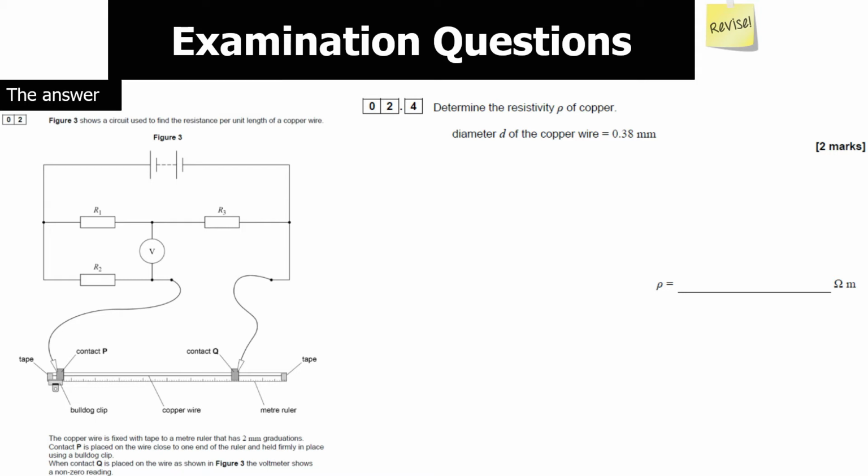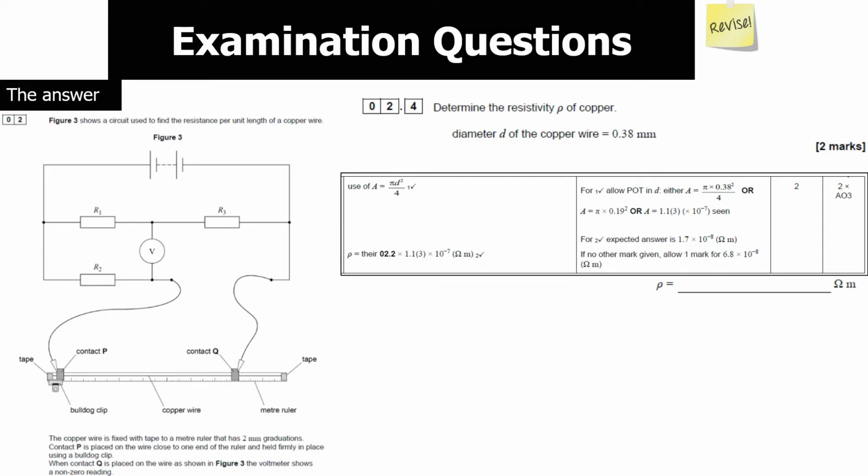Now you should see from the equation sheet that resistivity is RA over L, or resistance per length, which is important because we just worked out previously the resistance per length, times the area. So what we do is we've got the diameter of the copper wire. What we know is that area is going to be equal to pi r squared because it's going to be the cross-sectional area, which is a circle because it's a wire. So we then halve the diameter to be 0.19 millimeters.